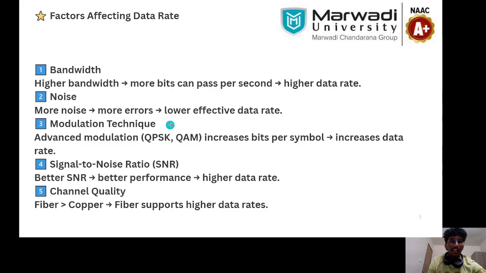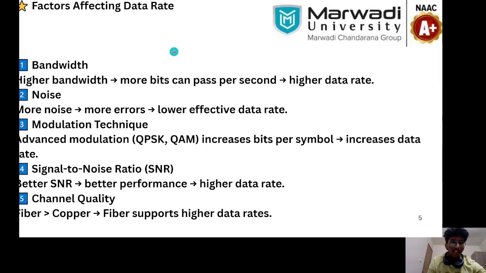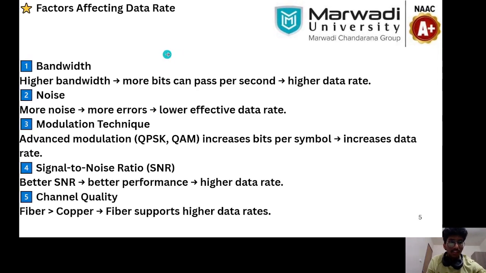And here are the factors of data rate. First one, bandwidth. The bandwidth of the channel determines how much data can be carried at a time. And noise reduces signal quality, which lowers the data rate. Next is the modulation technique. We can use advanced modulation like QPSK and QAM. Increasing bits per symbol increases data rate.